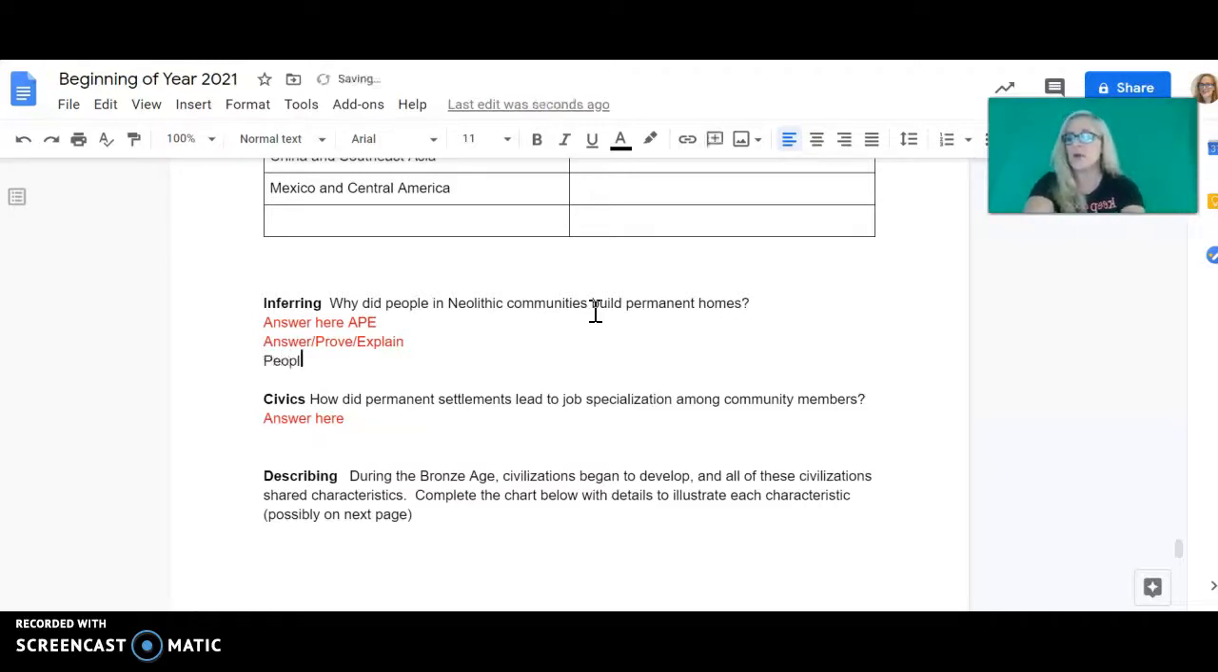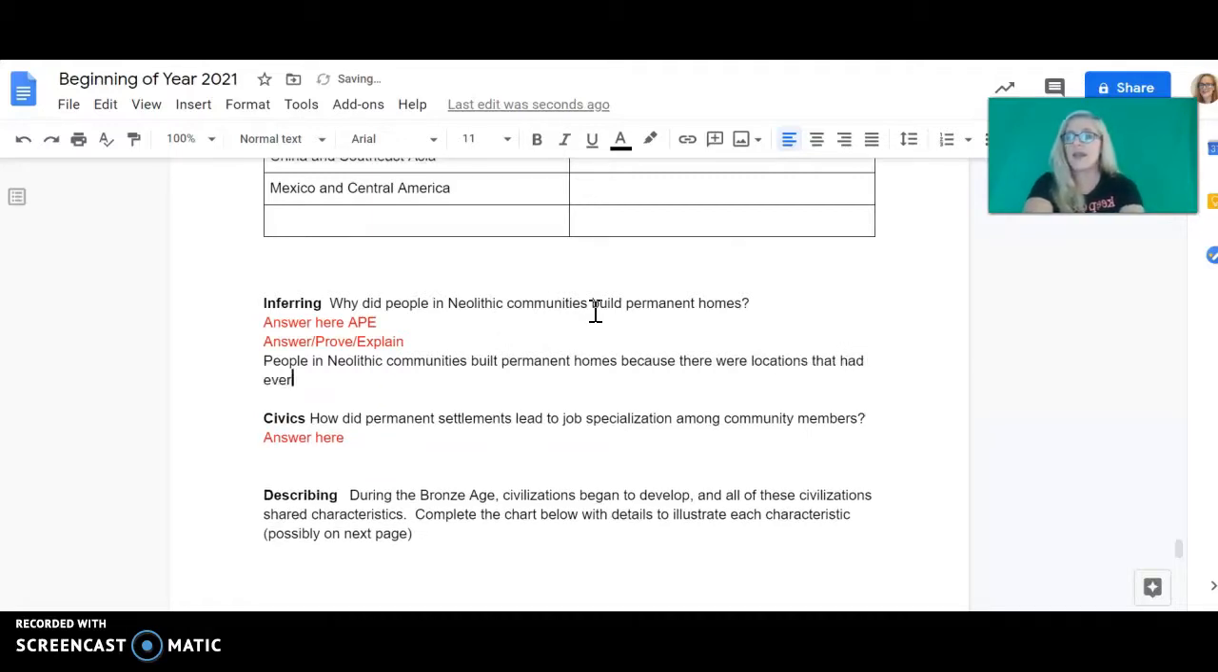So we would say people in Neolithic communities built permanent homes because there were locations that had everything they needed to survive. Right? Before, they were nomadic because they went from place to place because that was what was necessary for survival. Now they can stay in one place because they have everything they need to survive.